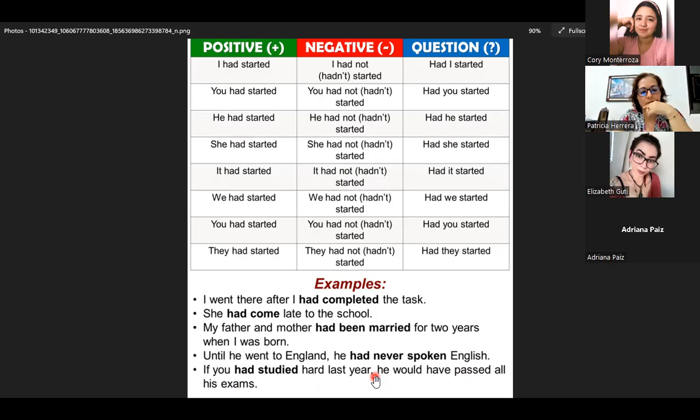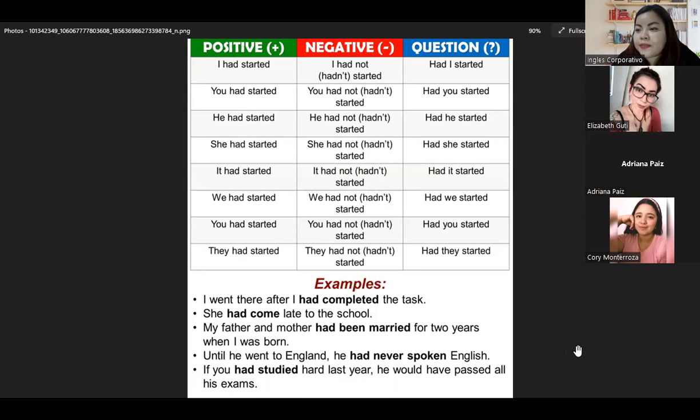The last example is a conditional, like the one that Adrian tried to write last time. Do you remember that Adrian tried to write a conditional example? So it's similar, right? The only thing is that he just wrote this part. He missed the main clause, right? He just wrote the conditional form, not the complete sentence. But here we have examples for the past perfect, right?